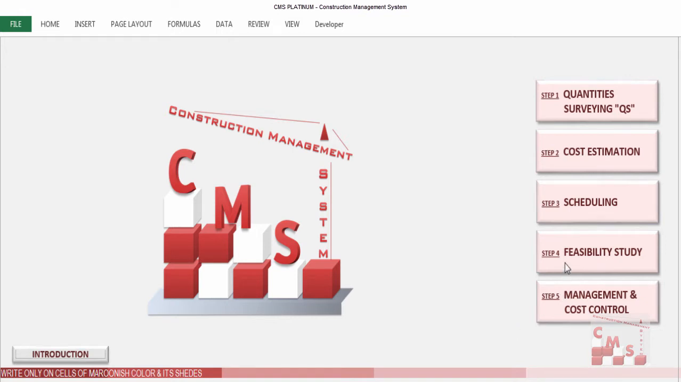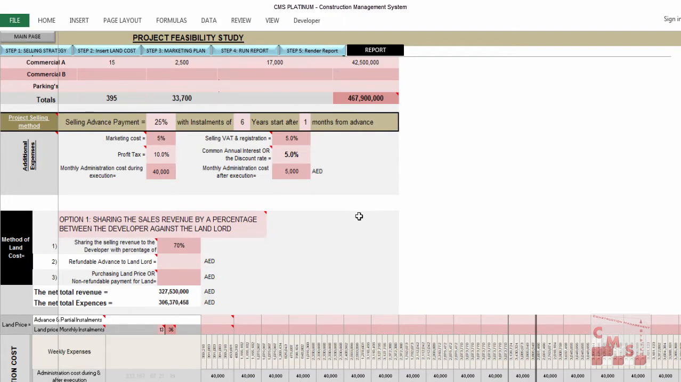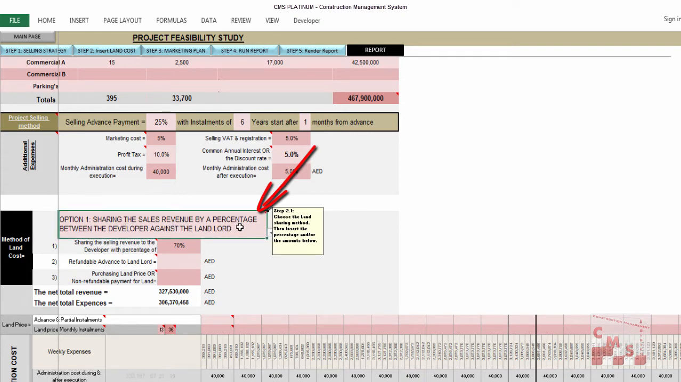We're still in the feasibility study. Let's talk today about how to deal with the landlord and what the other options are. The first option we discussed already in the last video: sharing the sales revenue by a percentage between the developer and the landlord.